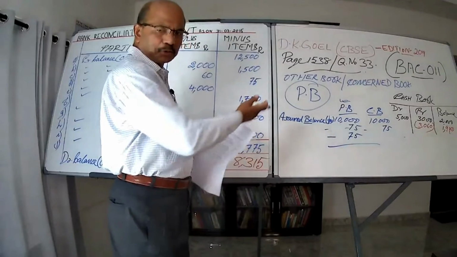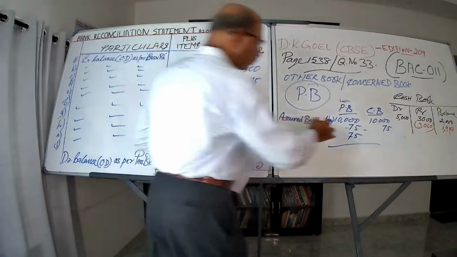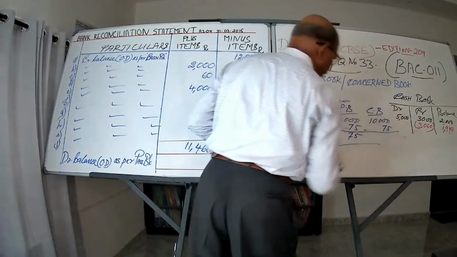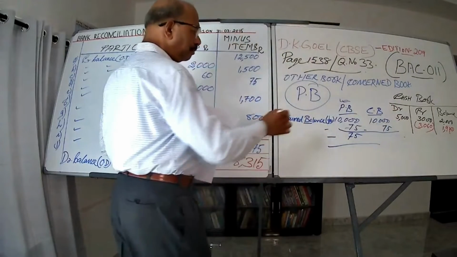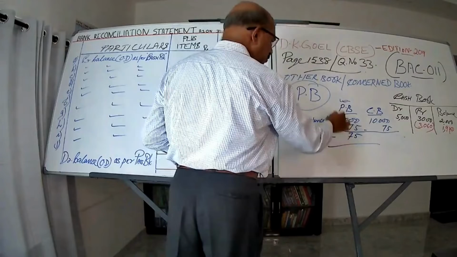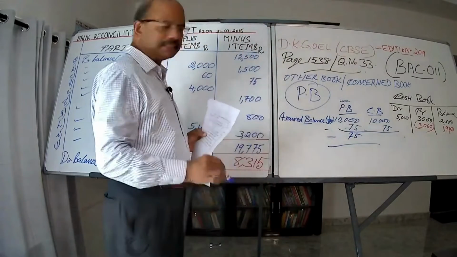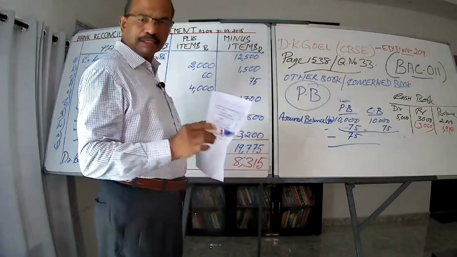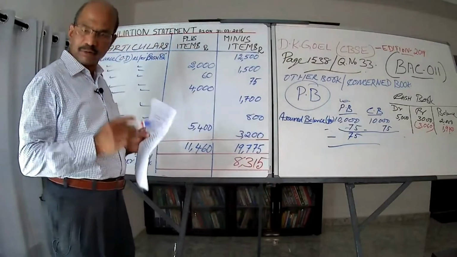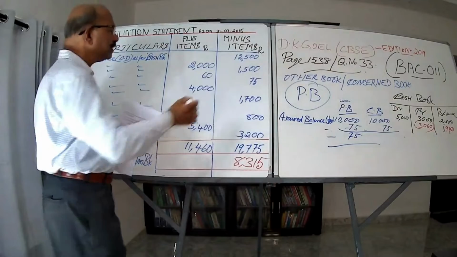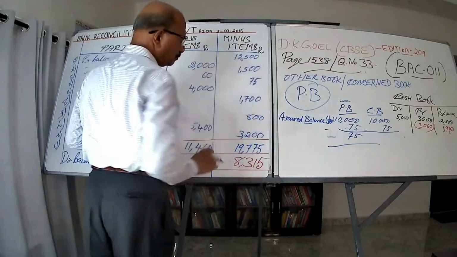Very clear, no? Up to here, it is okay. Both sides same balance. But because of this wrong entry, passbook balance has come down by 75 rupees. So decreasing effect in the passbook. Always passbook only, because that is the concerned book or the other book. Hence, I am showing it in the minus side.